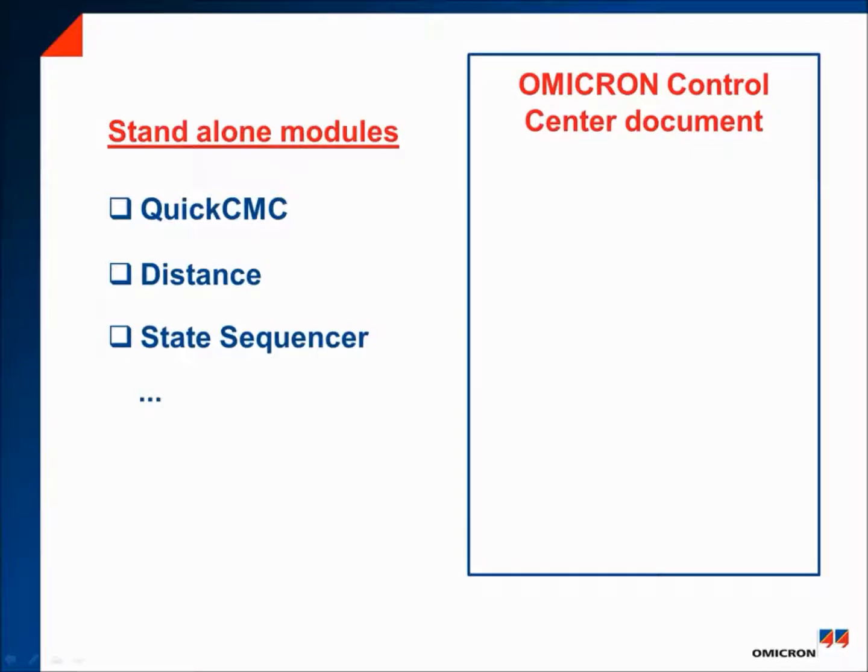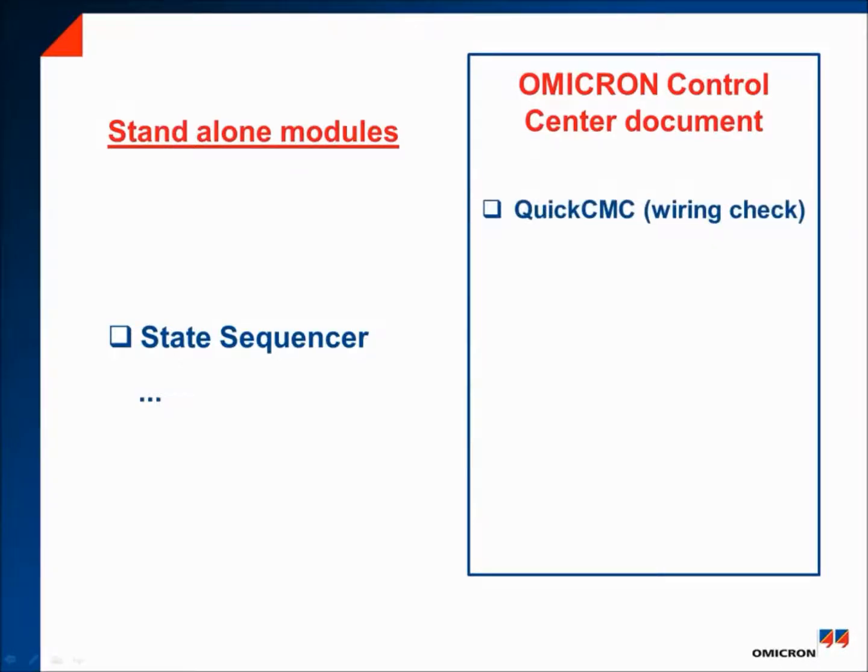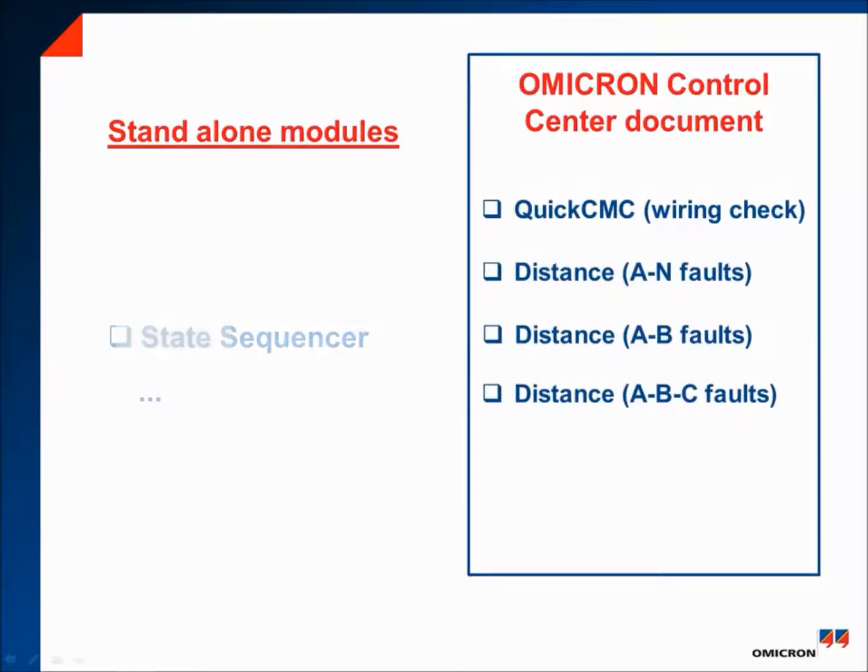For instance, the document can contain a variety of modules, like a Quick CMC module for the wiring check, distance modules to check the trip times, or State Sequencer modules to test the switch-on-to-fault protection function.